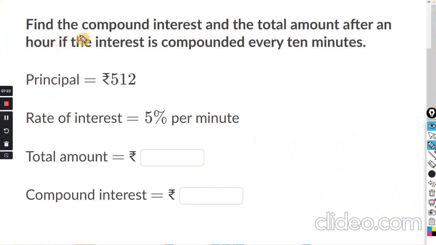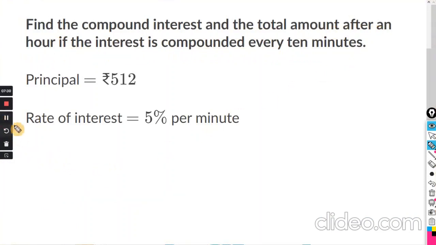All right, find the compound interest and total amount after an hour if the interest is compounded every 10 minutes. All right, so the principal amount initially invested, that's P. The interest rate is 5% per minute. If you move this decimal over 2 places, that's going to be 0.05. So R equals 0.05, and that's per minute.